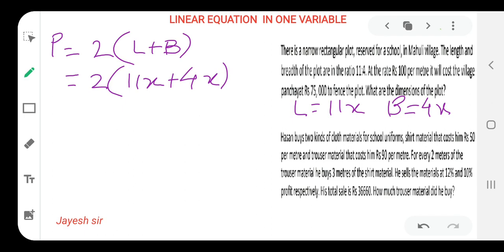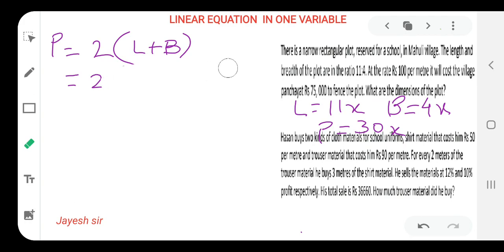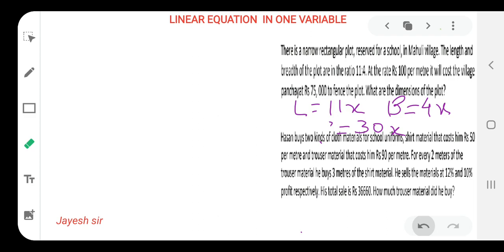Now perimeter equals 2 into 15x. That means perimeter we have got as 30x. 30x is our perimeter that we will keep in mind, or we will write over here that the perimeter we have found is 30x, so that we don't have to remember it, otherwise we will forget what the perimeter was and need to solve it again. I hope you all are getting it till now, that the perimeter of the rectangular plot is 30x. Yes friends, so let's solve it further.